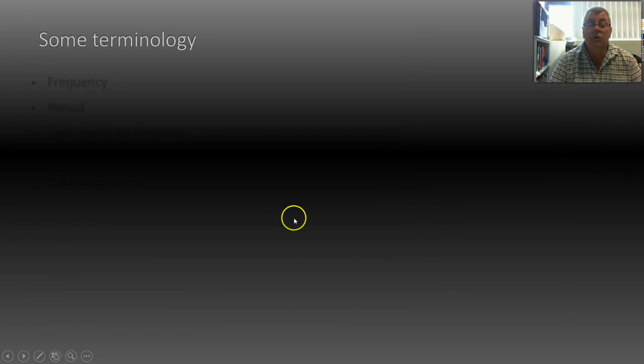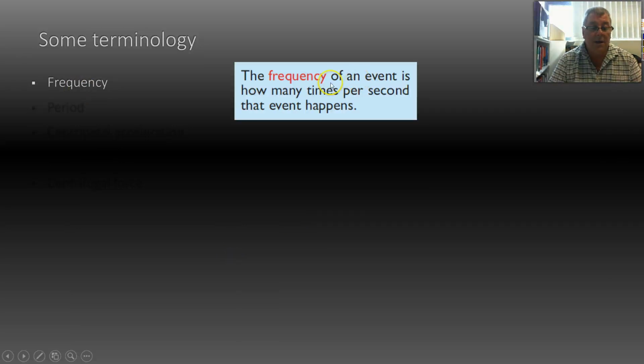Right. So some terminology, just whilst we're getting our head around. Frequency is one that you may not have heard of before. It means the frequency of an object or an event is how many times it happens per second, and the unit of frequency is hertz. So if something goes around twice a second, it has a frequency of 2 hertz.